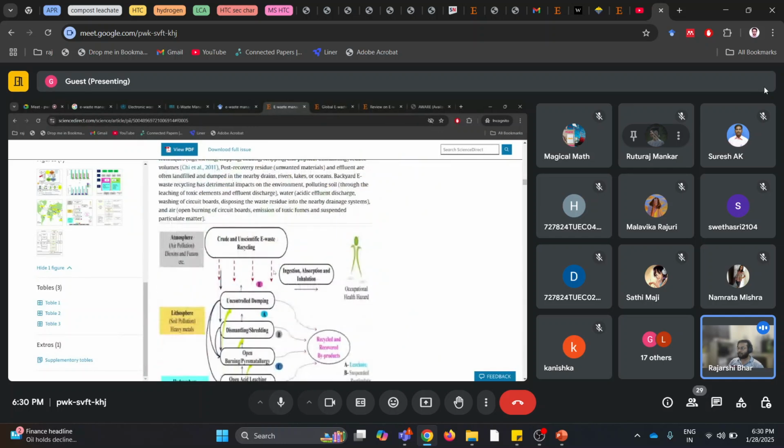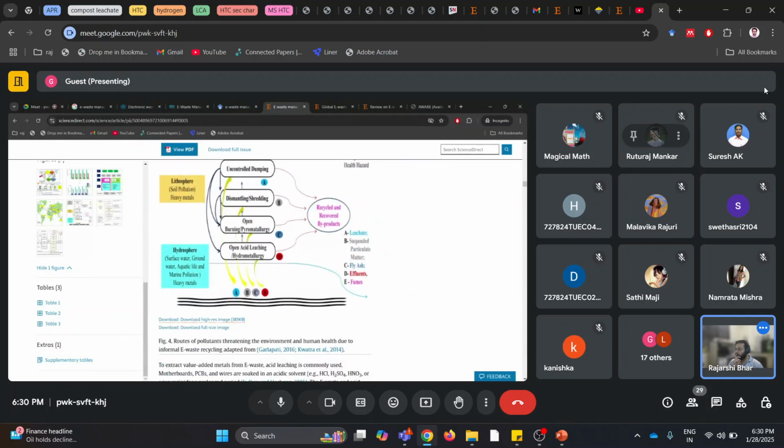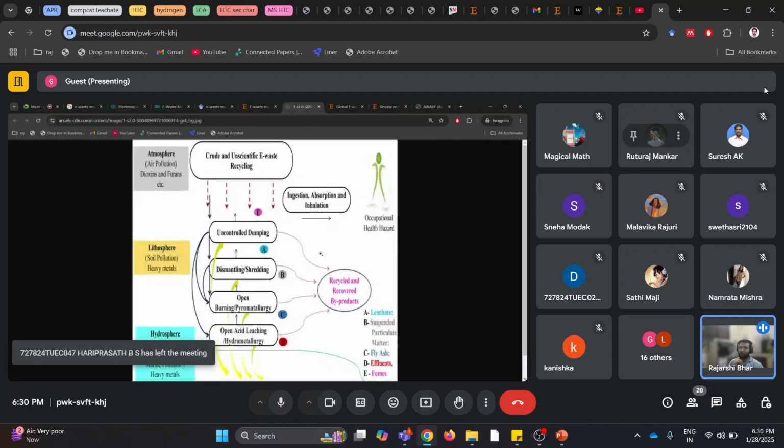So this is one interesting figure that was there, and now this is another one. Routes of pollutants threatening the environment and human health due to informal e-waste recycling, adapted. Today also we had a similar question, where it was asked that informal handling of e-waste poses serious risk to human health. Now you see that the top one is a crude and unscientific e-waste handling system.